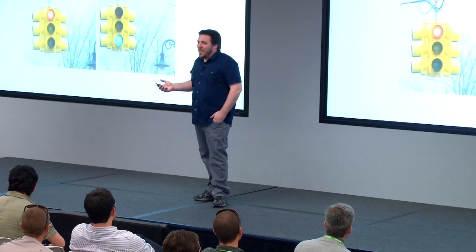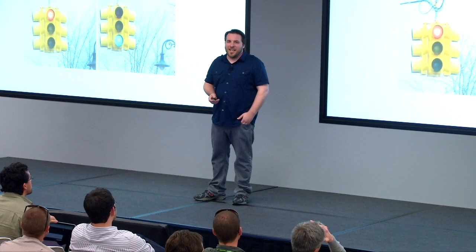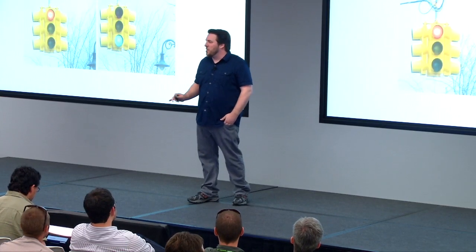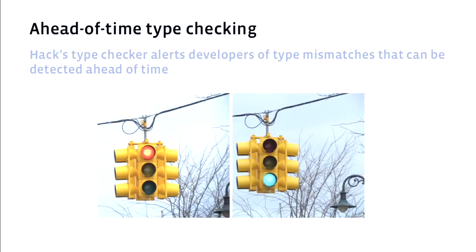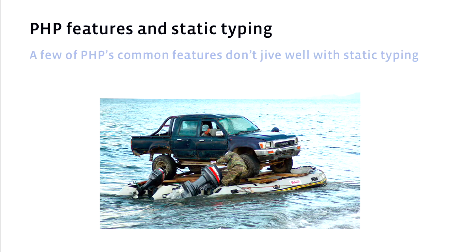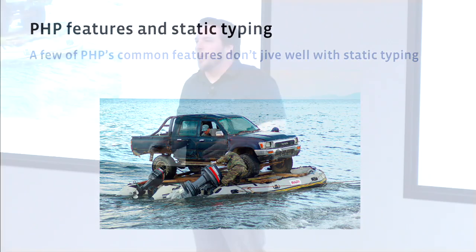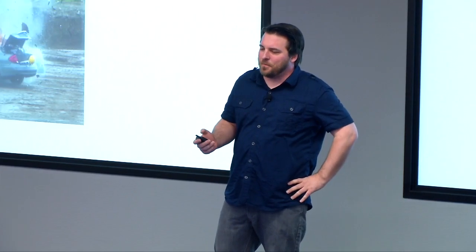So getting started. You've heard about Hack's type checker that alerts you about errors ahead of time. It's great, helps you be more productive, helps you find bugs without having to run your code, or worse, discover them in production when some poor user has hit a page that doesn't load correctly. Just like a traffic signal, it gives you a red light or a green light about whether you're safe to go. But as you've heard some of the previous speakers today say, not all of PHP's features jive well with static typing, in particular PHP arrays and traits. You can make it work, but they're just not a natural fit.